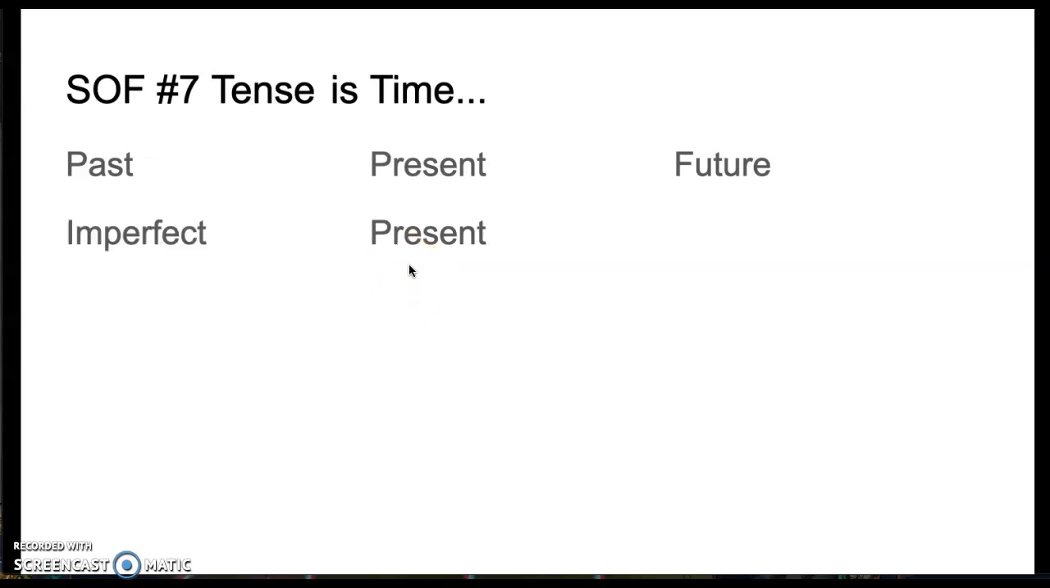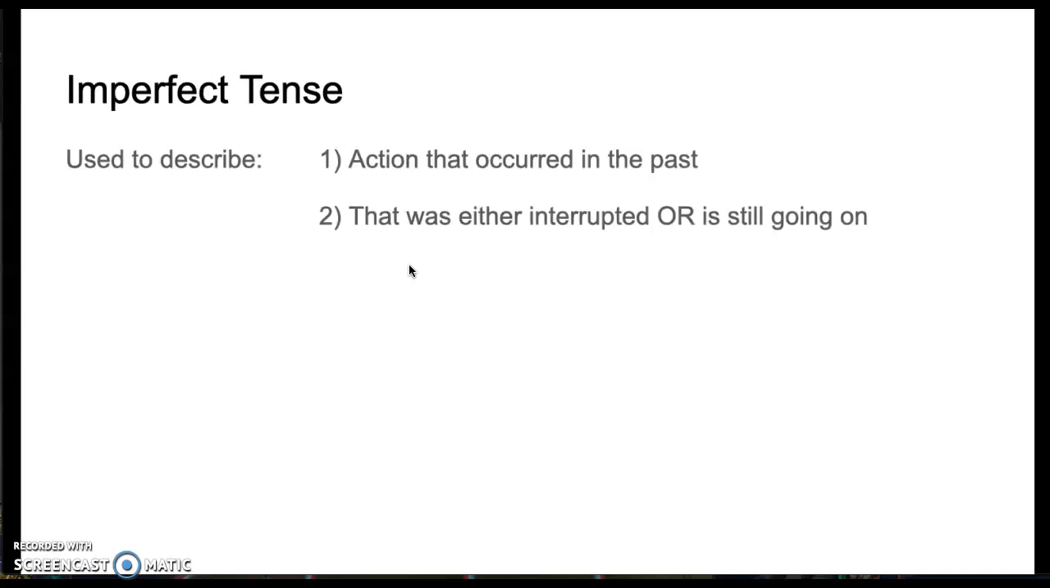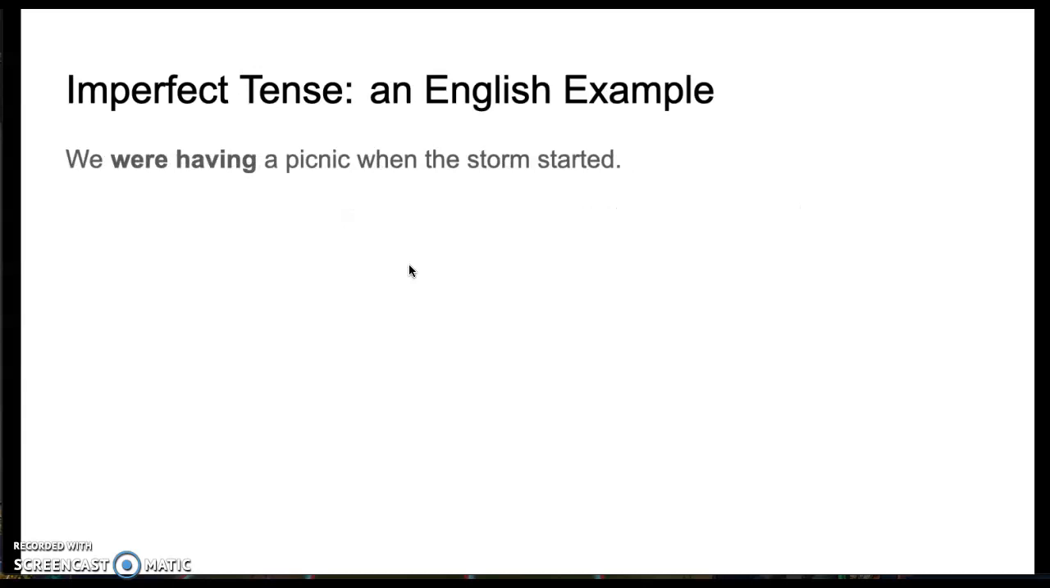Today, guys, we're going to be talking about something that's referred to as the imperfect tense. The imperfect tense is a type of tense that indicates action that has occurred in the past. So the imperfect tense is used to describe action that has occurred in the past, and that action was either interrupted or is still going on. In other words, it's not finished. It's imperfect. An example of that in English would be, we were having a picnic when the storm started. If you'll notice, I've got were having in bold here. That's imperfect because we didn't get to finish the picnic. The storm interrupted it, but it was happening in the past.